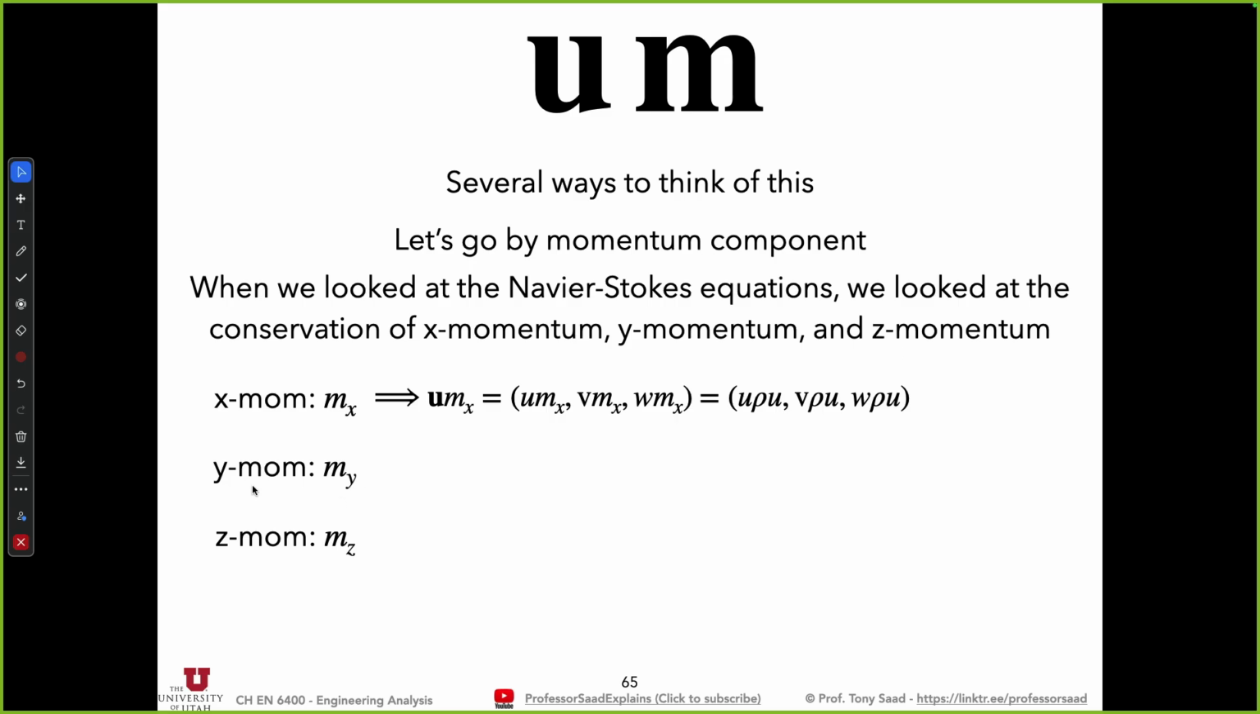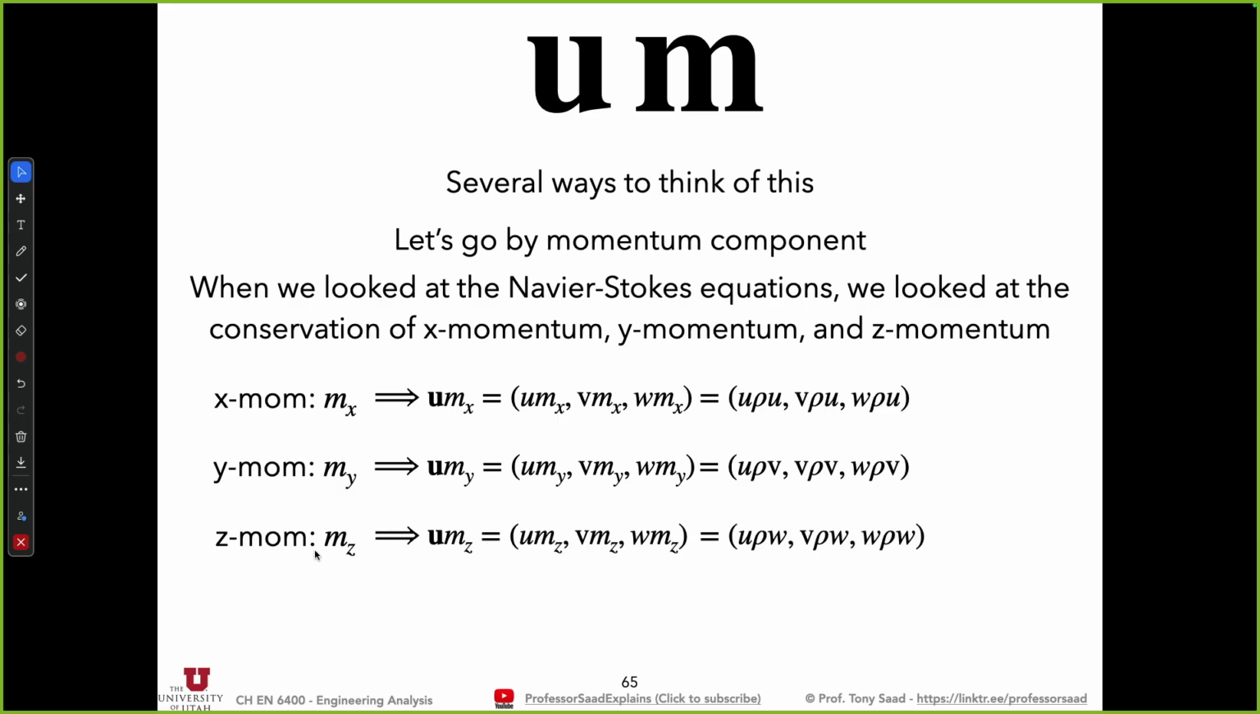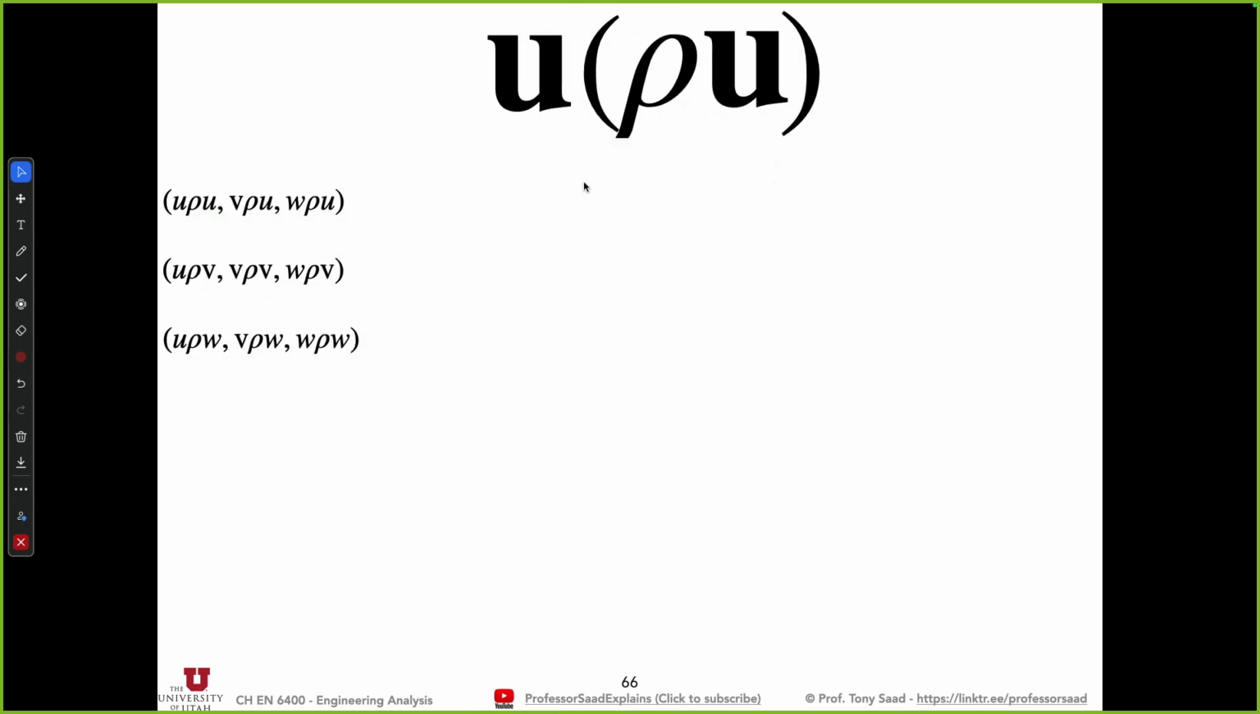And then same thing for y momentum, I'm advecting my, so this would be u vector times my, right? And that's u rho v, v rho v, w rho v. We know this, we've seen this. And finally, mz, that's the z momentum. So u vector is transporting mz, z momentum. That's umz, vmz, wmz, or u rho w, v rho w, w rho w. Okay, great. I'm going to move this here and go back to u rho u. Okay, what is going on here?